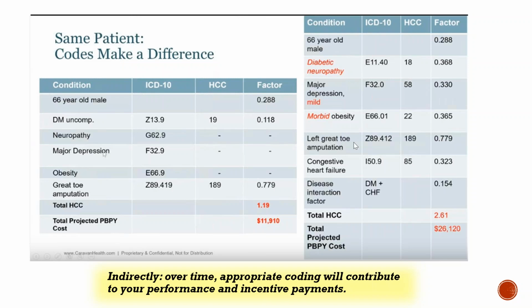We kept that great toe amputation on there. That's a pretty big weighted code, set 0.779. Any amputations are heavily weighted, and these are things that typically will get missed year over year because there's something that they don't go back. Maybe this guy has had a great toe amputation for years. We don't really even think about it anymore, but we do have to make sure we code it every year to tell Medicare that that toe did not grow back.